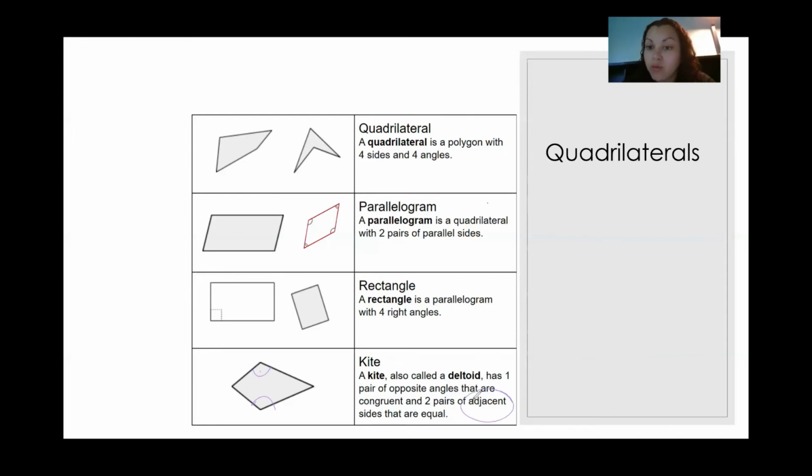Adjacent meaning right next to. So if you have perpendicular lines, these lines are adjacent to each other. They connect, they intersect. So these two sides are adjacent and they're equal to each other. They're the same length. And then you have these two sides that are also the same length and equal to each other. But that doesn't mean that they're equal to the other pair of sides on this side. So it has to have two pairs of adjacent sides that are equal.